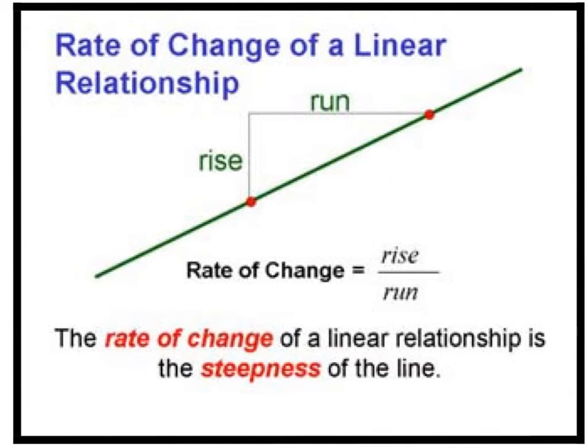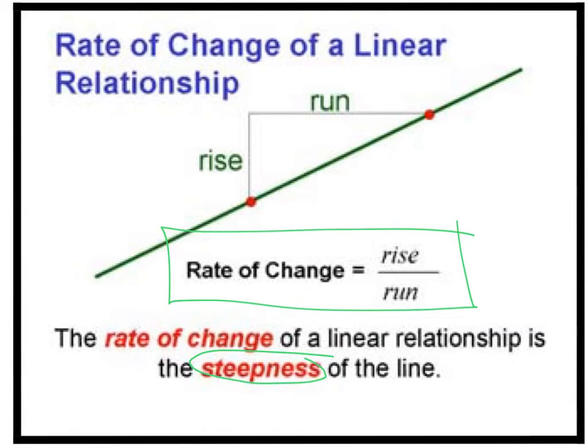So we see here just a formalized version of what we saw on the previous slide. There we have our equation for the rate of change, and we have a statement that the rate of change of a linear relationship is the steepness of a line. And that word steepness is describing how quickly the line rises.